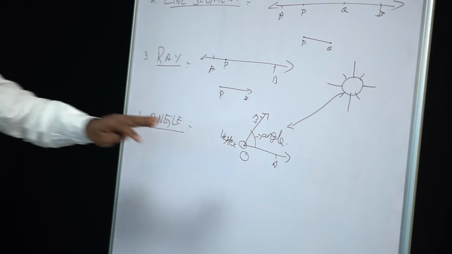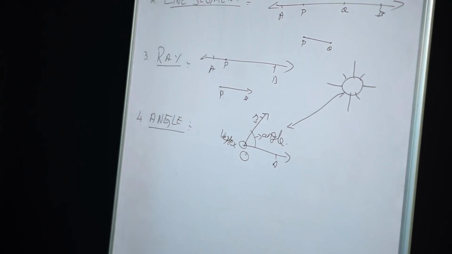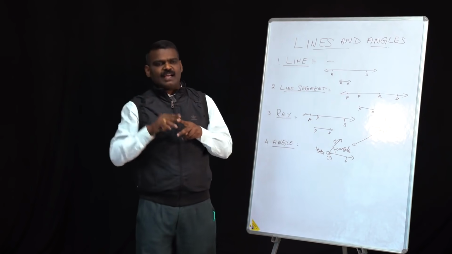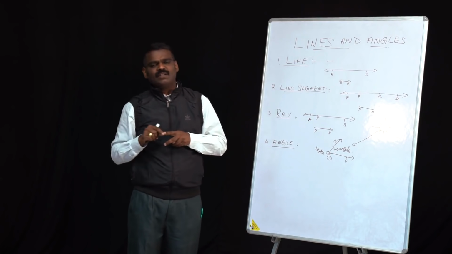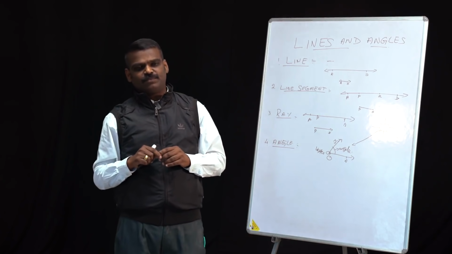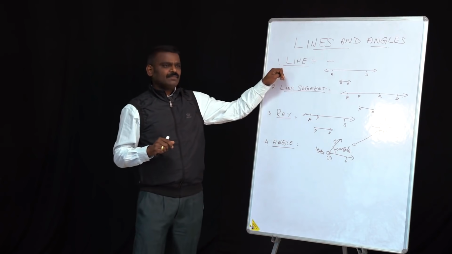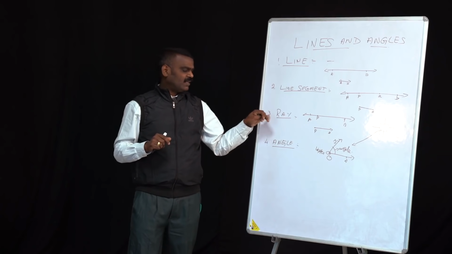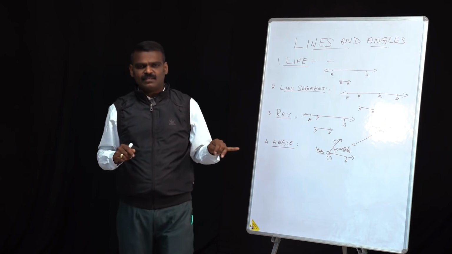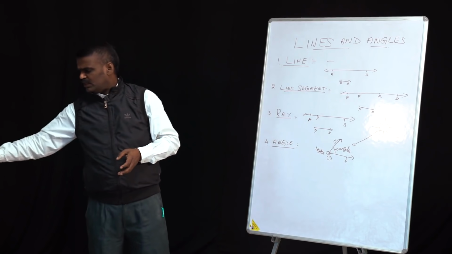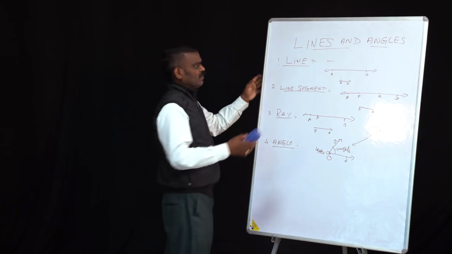Clear? Vertex. So, angle means when the starting points of two rays come together, they form an angle. The junction, the meeting point, is called vertex. So, we have learned 4 basic points. One is line, another one is line segment, then ray, then angle. It's clear? These are the basic points, now we will go a little further.